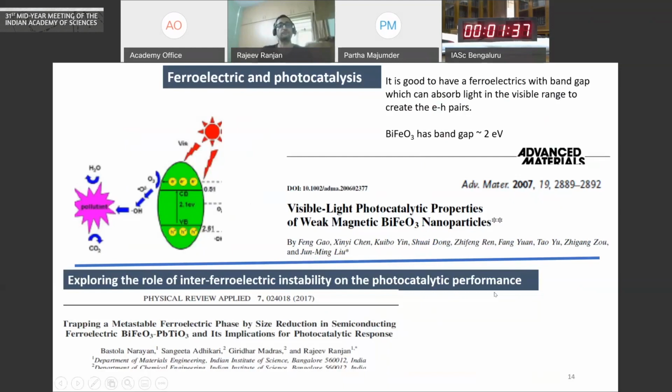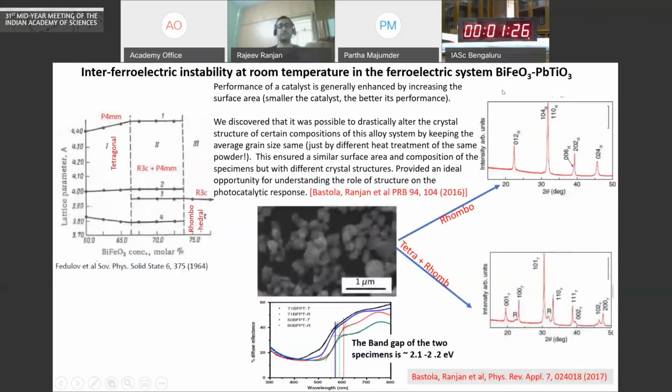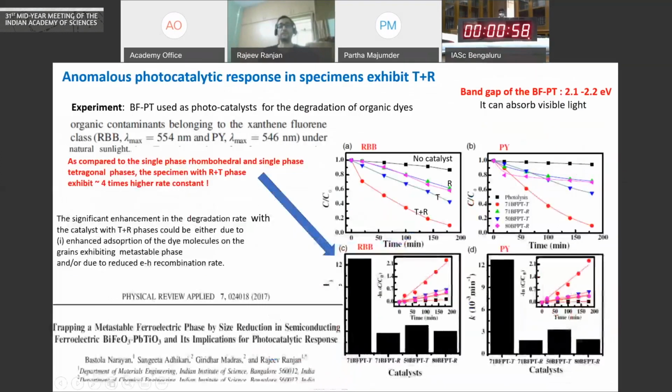We found one composition, bismuth ferrite lead titanate, which for the same particle size can give two crystal structures, tetragonal and rhombohedral, just by different heat treatment. And this ensured that the particle size remained the same for the tetragonal and the rhombohedral. This is very important for photocatalytic activity. The band gap also remains almost the same, around 2.1 to 2 eV. And we carried out photocatalytic degradation of some pollutant and determined the rate constant.